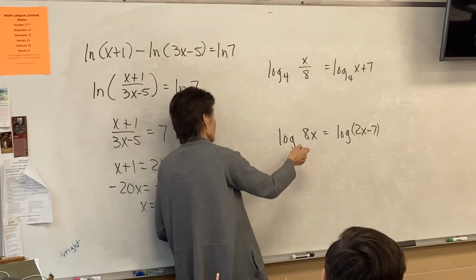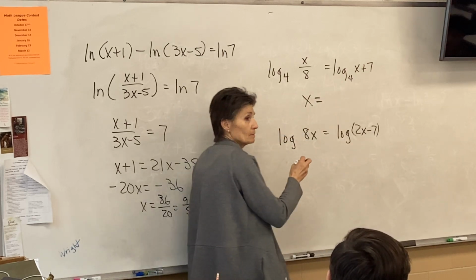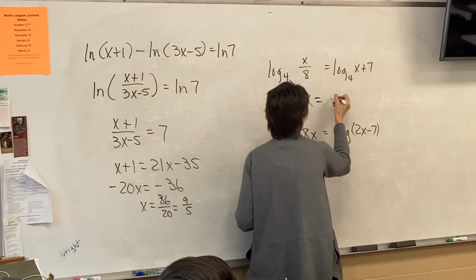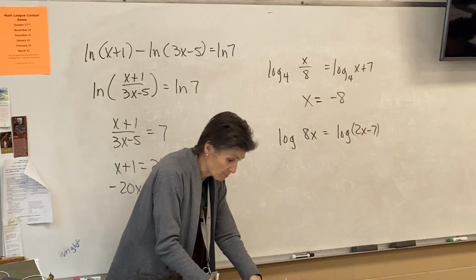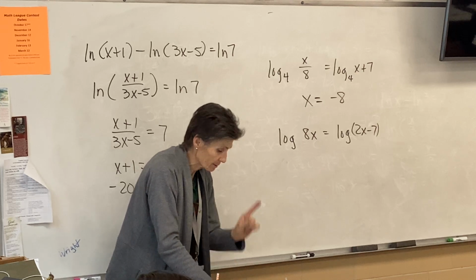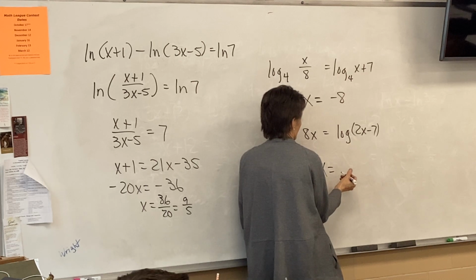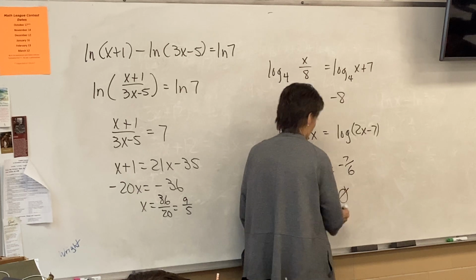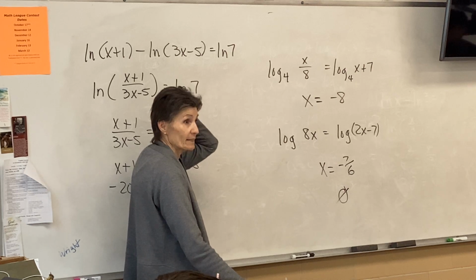I put down my first step for both of these. Anybody solve the first one there? What did you get for problem A? No solution, because what did you come up with? -8? Look at the original problem, can x be -8? No, that's why you canceled it out. What did you get for this one? -7/6, he says, which is another no solution, because if you put -7/6 in the original problem, you're taking a log of a negative.